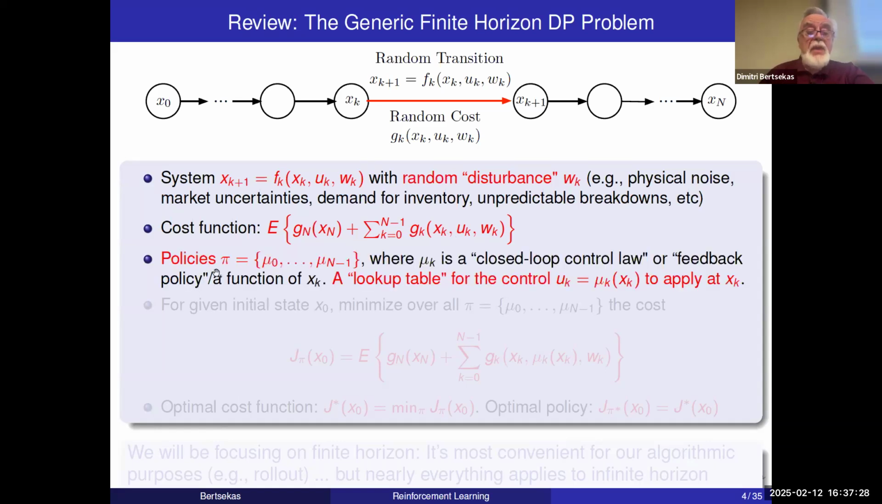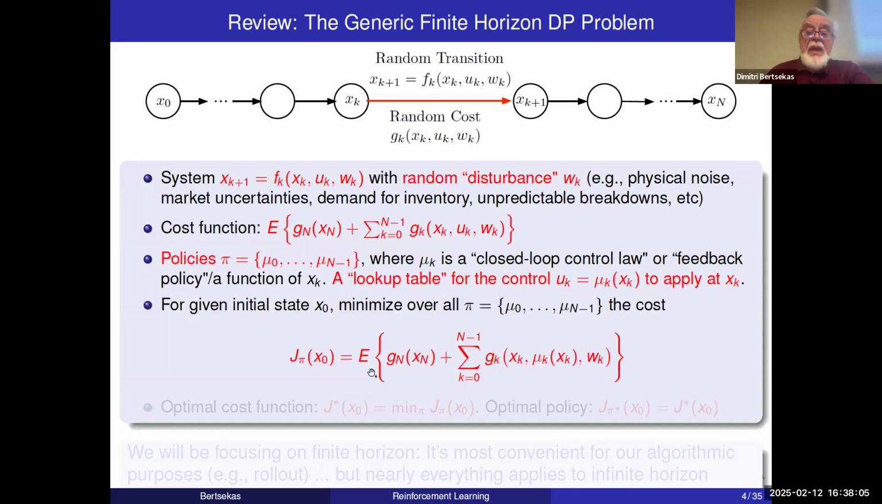And we consider policies, which are sequences of functions, mu0 up to mu n minus 1. We also call them feedback policies or closed loop control laws and so on. Each of these mu's is a function of xk, the current state. And mu k can be viewed as a lookup table that tells us that if you are at a particular state xk, you apply uk. That's what we aim to have, this lookup table, and go forward from x0. And for each state that we encounter, look up the control from the lookup table.